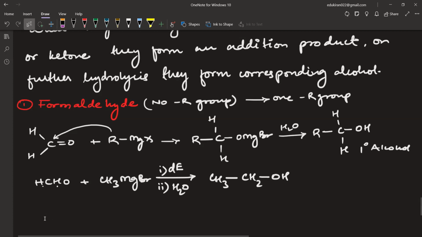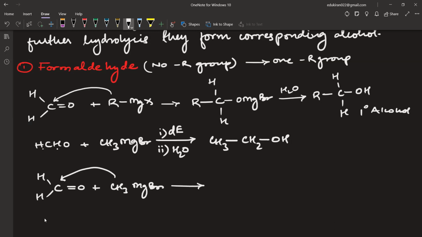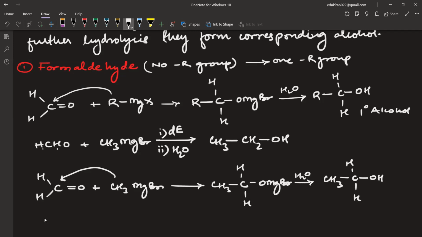CH2OH. For those who don't understand this, please write it like this: hydrogen, hydrogen, double bond O, plus CH3MgBr. CH3 is going to attack here. First of all, it is going to make CH3, carbon, single bond O, MgBr will attach. These hydrogens are as it is. Further, on hydrolysis, it is going to form CH3CH2OH. So you start with methanal, and you are going to get ethanol. See what is happening here: addition of one carbon atom.